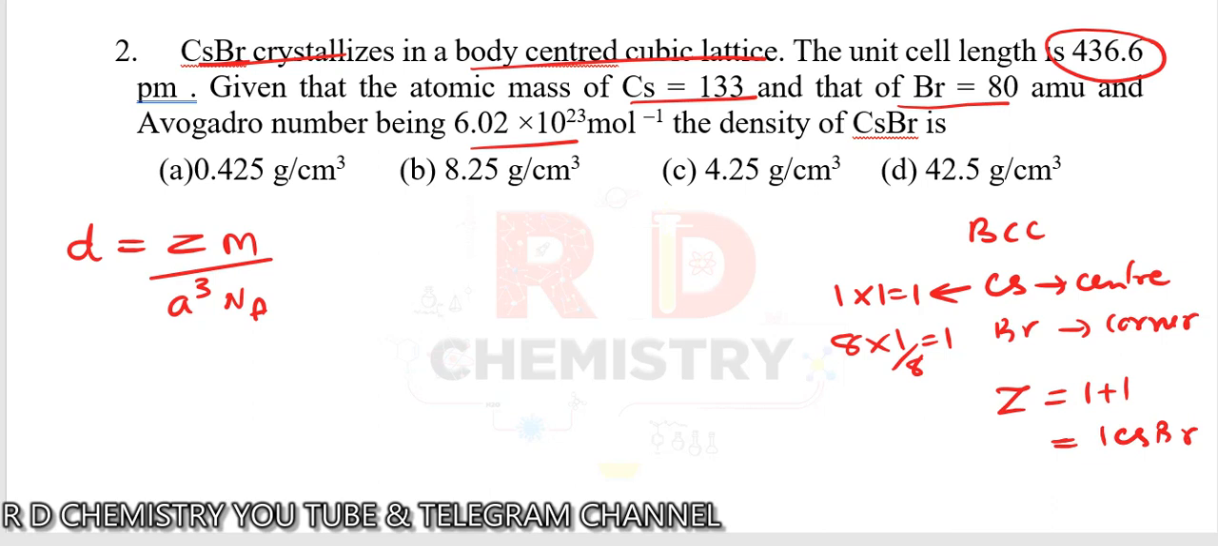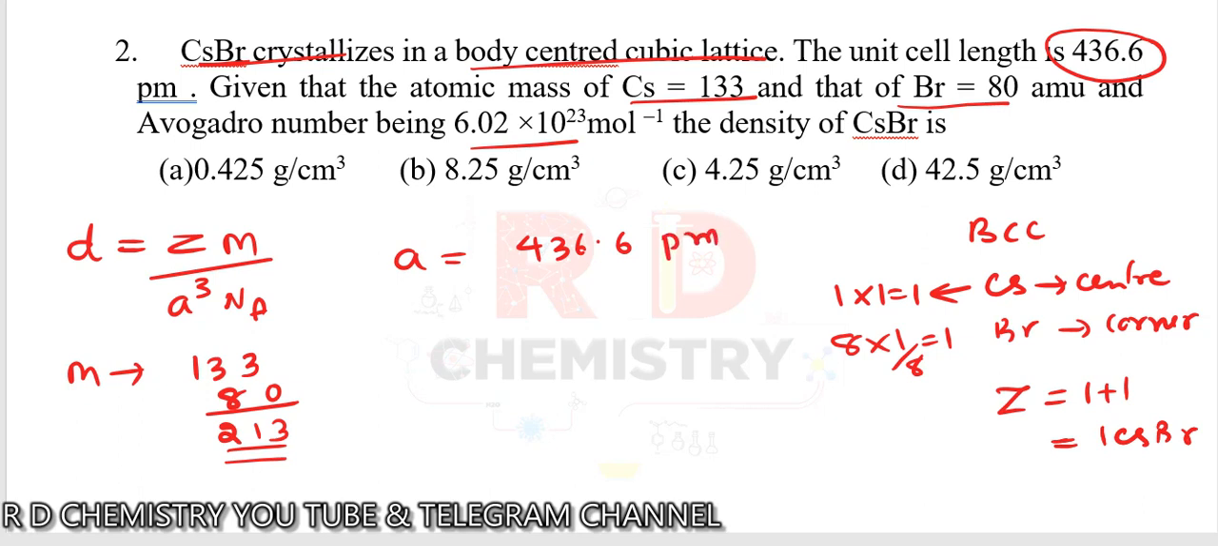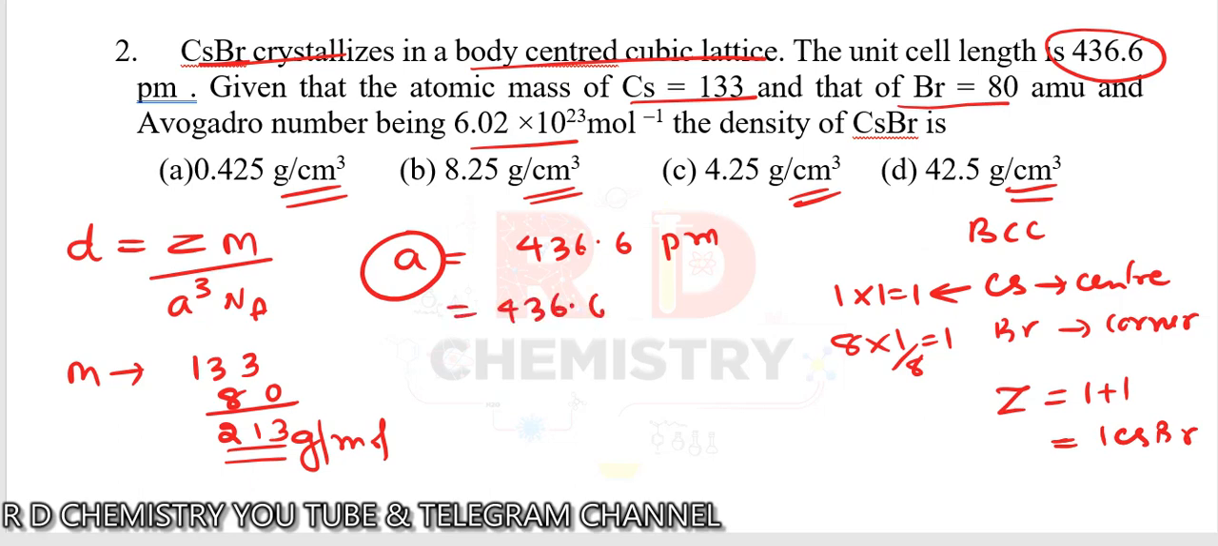How to calculate M? M is equal to cesium 133 atomic mass plus bromine 80. This comes to be 213. Edge length is given, which is equal to 436.6 in terms of picometer. See the options. In the options, all the units are in gram per cm cube, and this is the molar mass in terms of gram per mole. Therefore, I should write a, the edge length, in terms of centimeter, not picometer. So 436.6 into 10 power minus 12 meters.